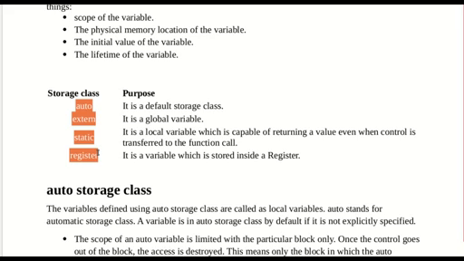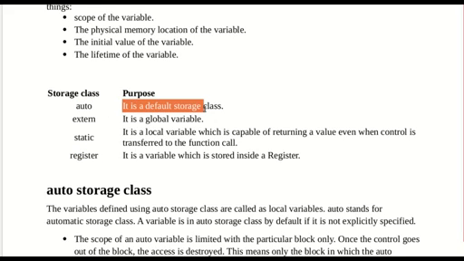The auto storage class is actually the default storage class. That means if we don't mention anything, the variable will be treated as auto storage. And the next one is external. It is a global variable.